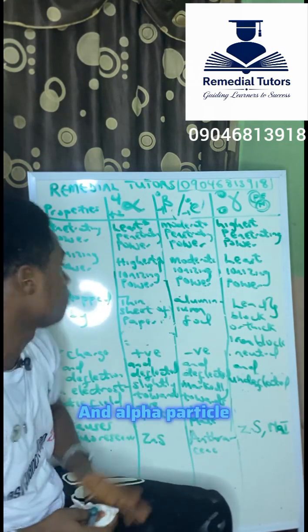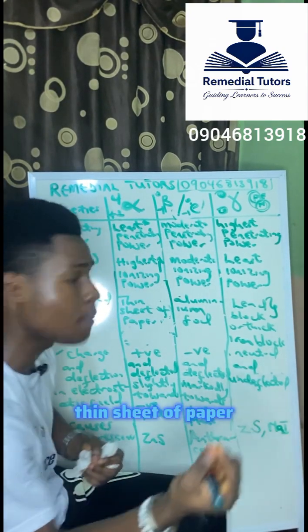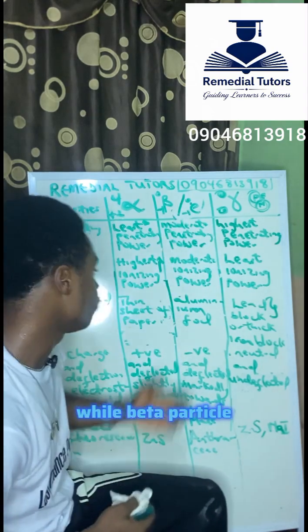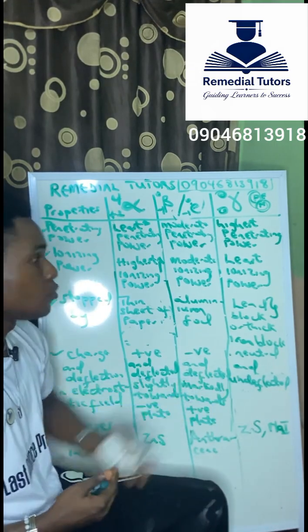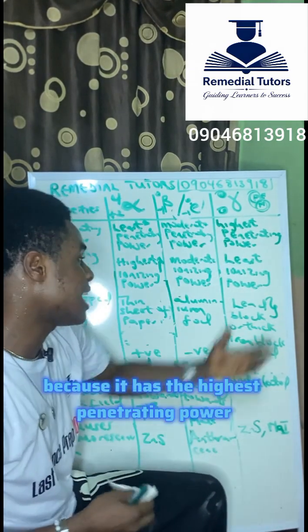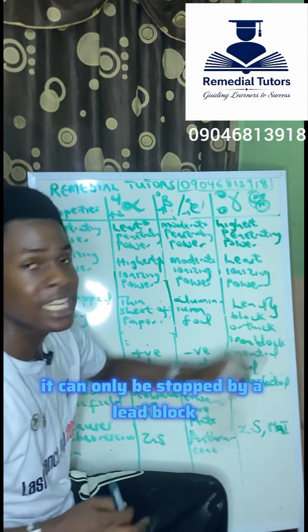And alpha particle, because it has the least penetrating power, can be stopped by a thin sheet of paper. While beta particle, because it has a moderate penetrating power, can be stopped by an aluminium foil. While gamma particle, because it has the highest penetrating power, can only be stopped by a lead block.